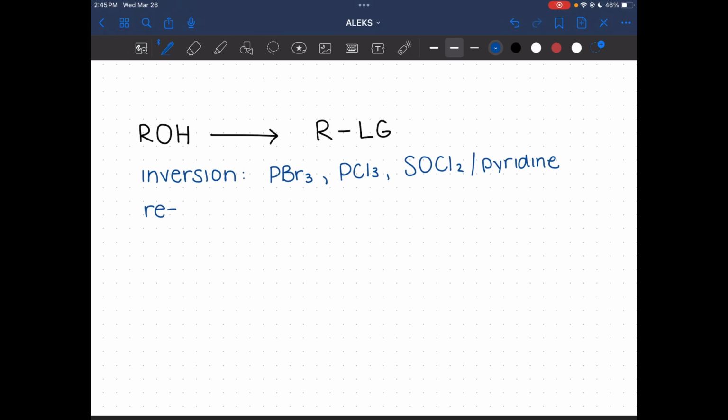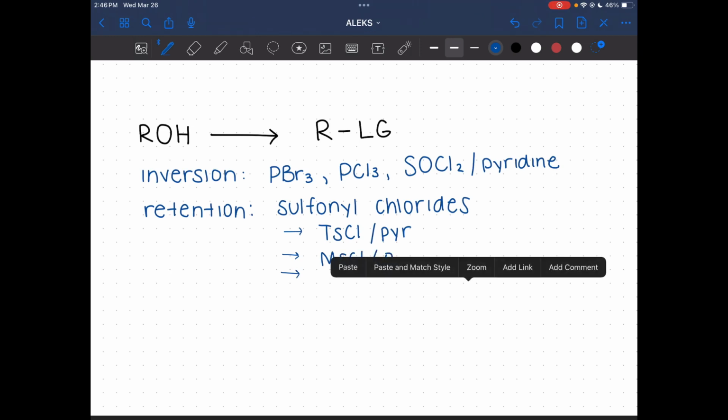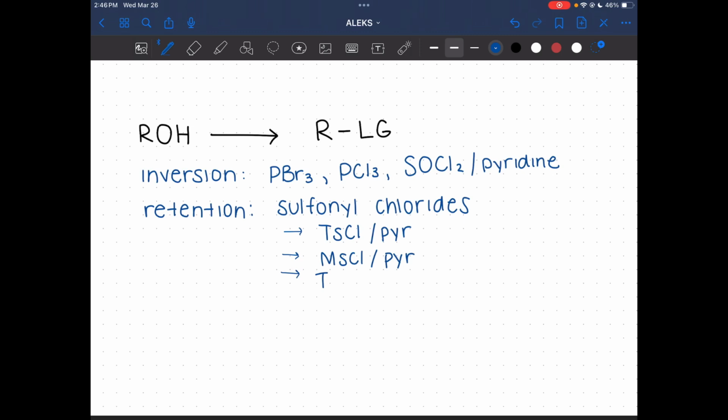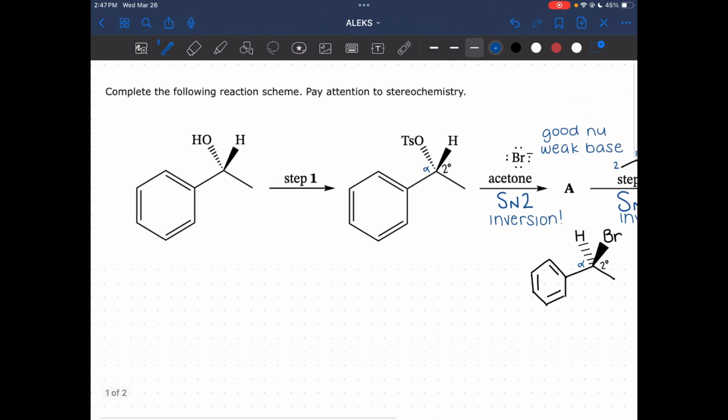For retention, we're going to deal with any sulfonyl chlorides. And there are 3 options for this. We either have TsCl plus pyridine, MsCl plus pyridine, or we have Tf2O (triflic anhydride) plus pyridine. Now, thinking about what could have possibly happened here.